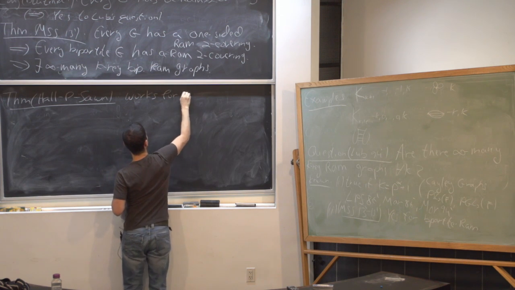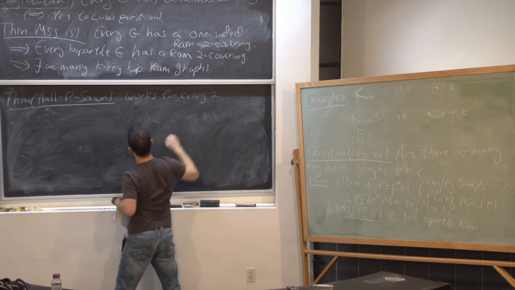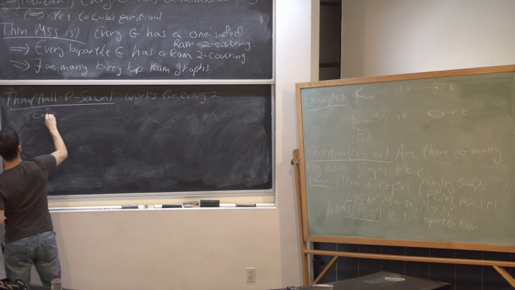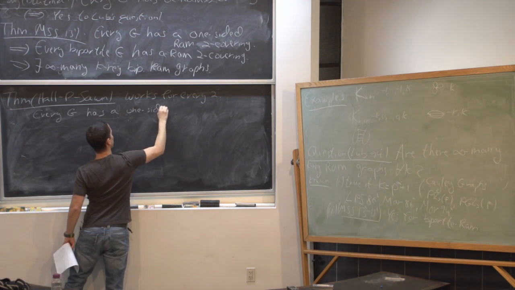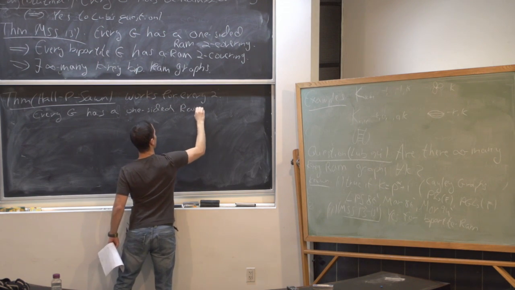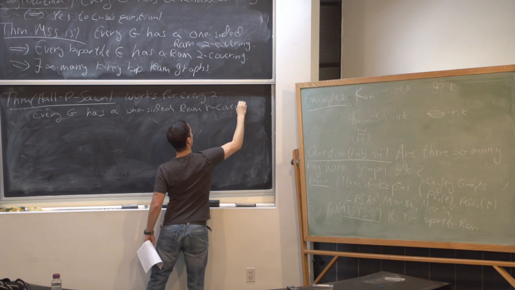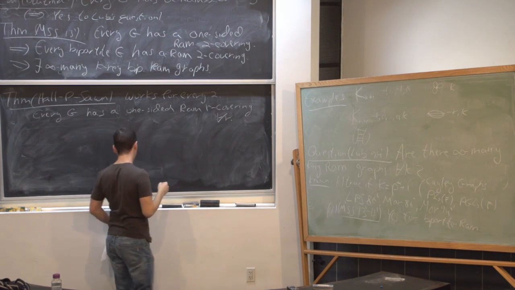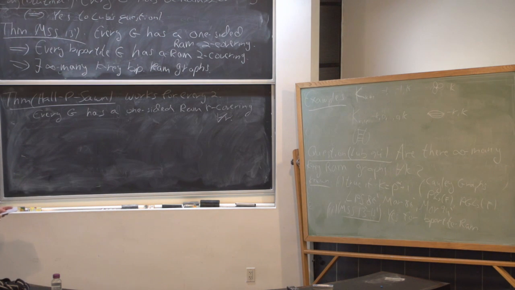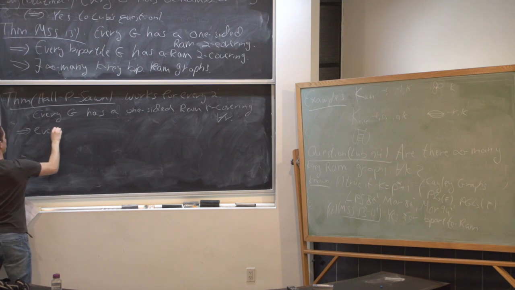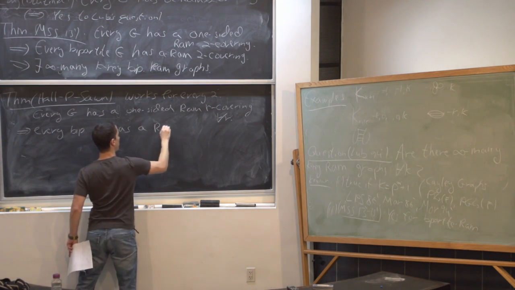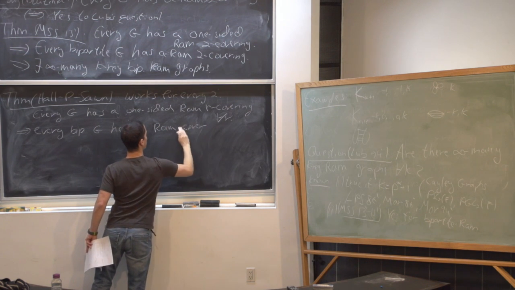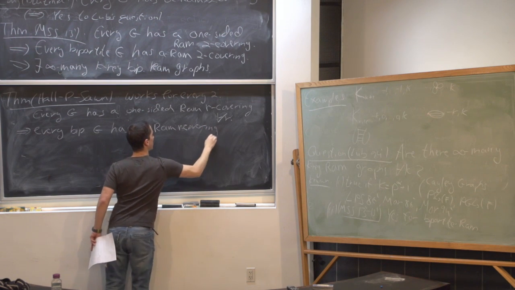Which means that every G has a one-sided Ramanujan R covering for every R. Which of course means that every bipartite G has a Ramanujan covering, a full Ramanujan covering, a Ramanujan R covering for every R.